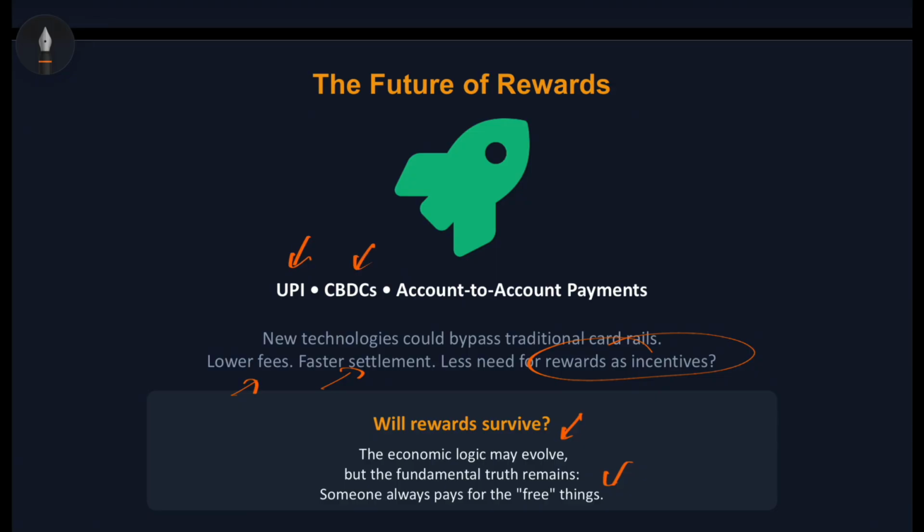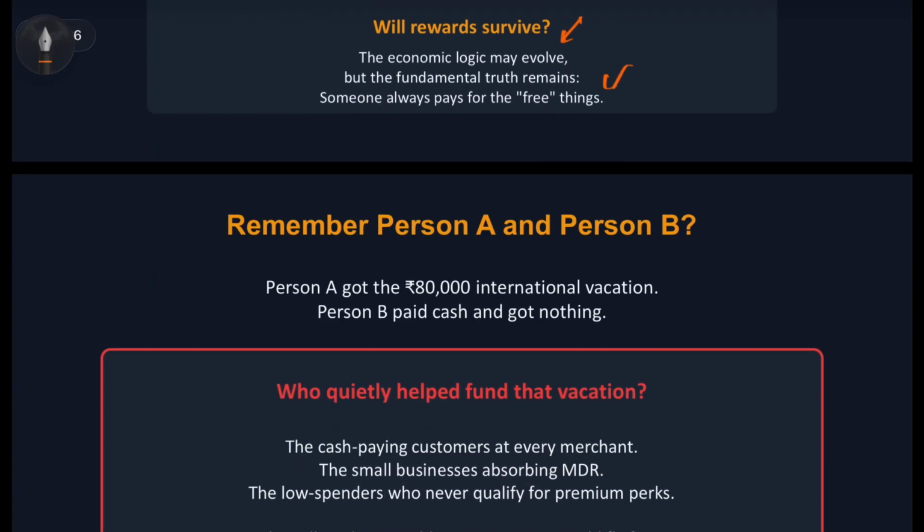We are also experiencing UPIs. We are also getting CBDCs. These are central bank digital currencies. Then we have the account to account payments, right?